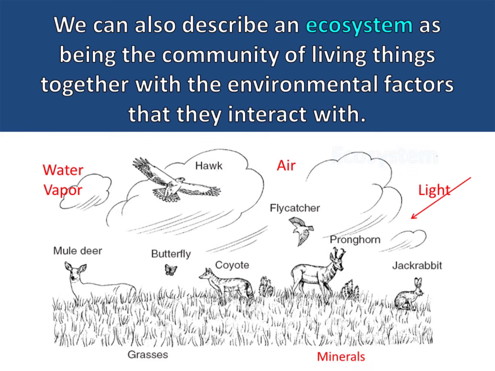We can also describe an ecosystem as being the community of living things together with the environmental factors that they interact with. This is just another way of saying the exact same thing. Anytime we talk about both the living and non-living components of an area, we're describing an ecosystem.